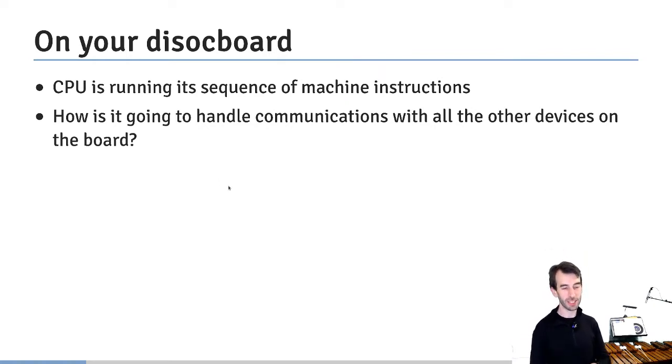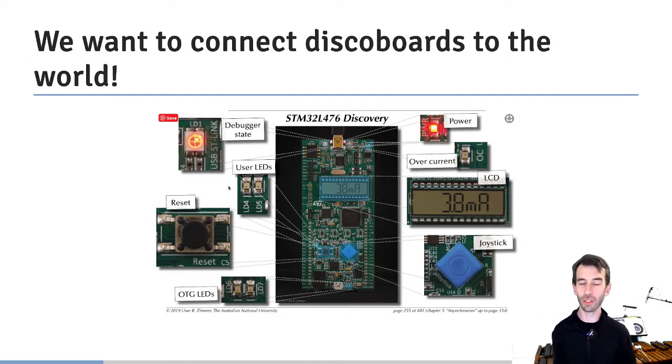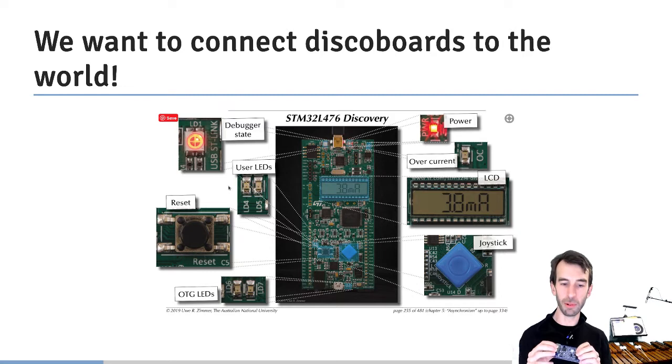And the question is, how is the disco board program and the CPU going to handle communications with all of the other devices on the board? And this is where we get back to this slide which I showed you much earlier in the course, when we had all of these different other things on the board. We've got a little joystick, we've got an audio output, we've got these chips that do different things.